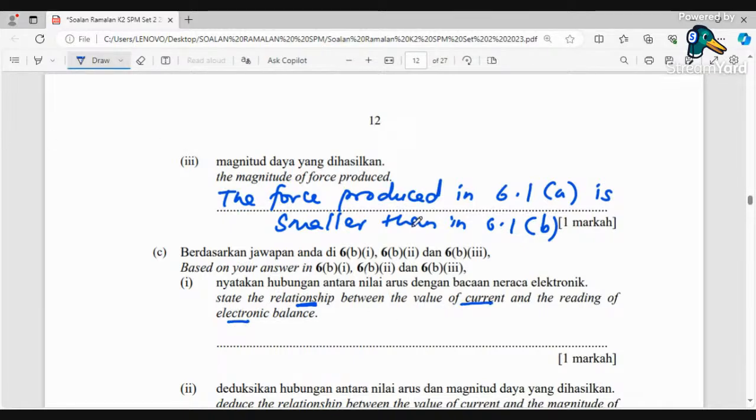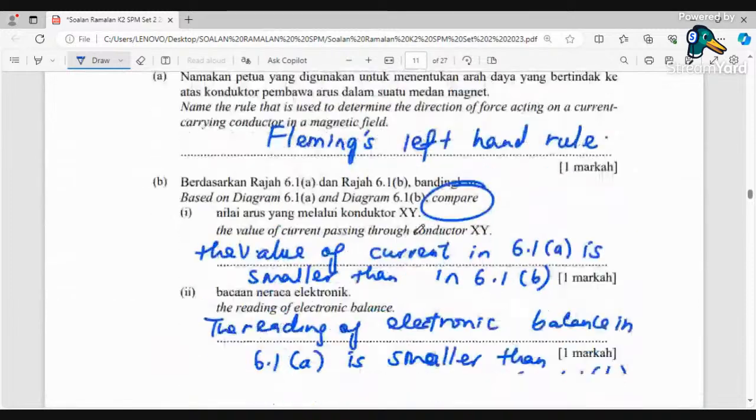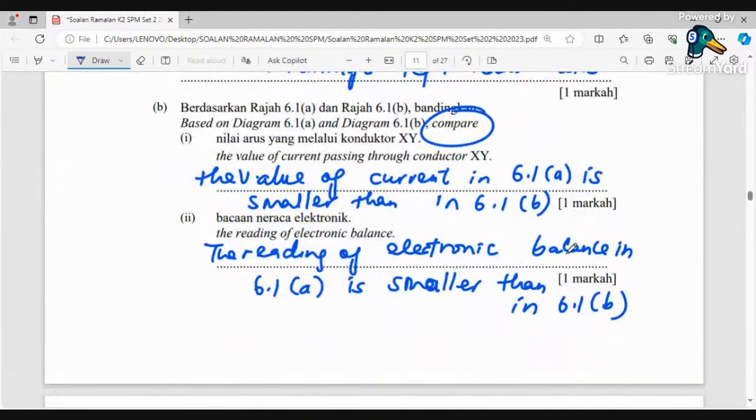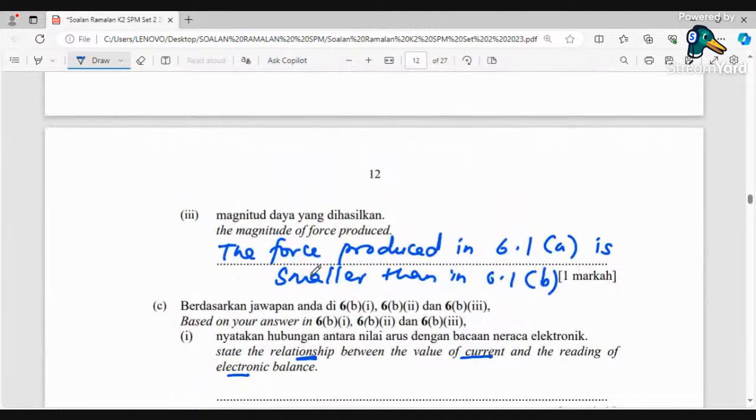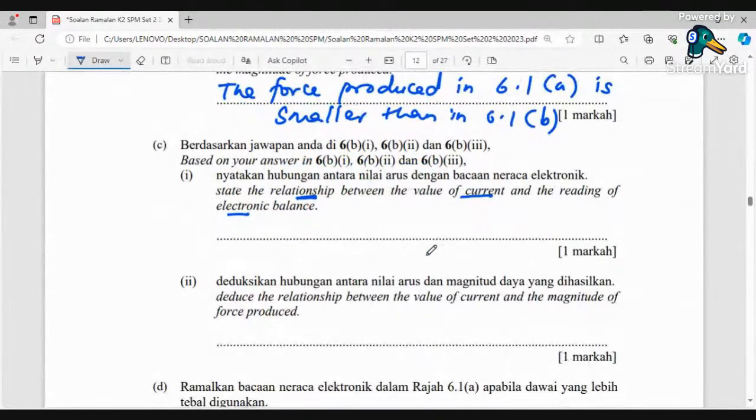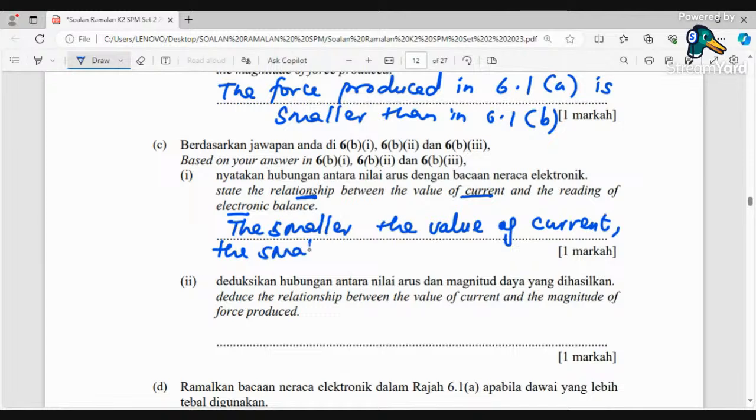Tadi kita dah tunjuk semua smaller, nampak? Current smaller, reading electronic balance smaller, force smaller. Okay, maksudnya the smaller the value of current, the smaller the reading of electronic balance.